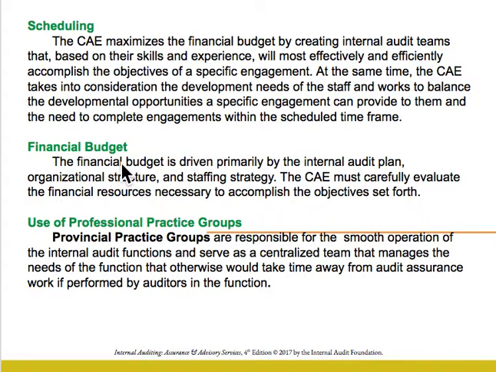The ninth concept about resource managing is financial budget. Financial budget is driven primarily by the internal audit plan, and also driven by the organizational structure. What staffing strategy are we using? So the chief audit executive must carefully evaluate the financial resources necessary to accomplish the objectives set forth in the charter.